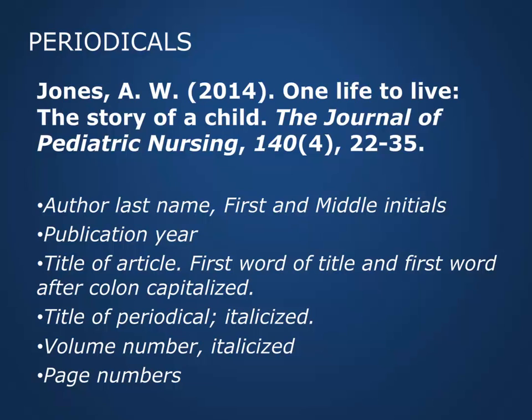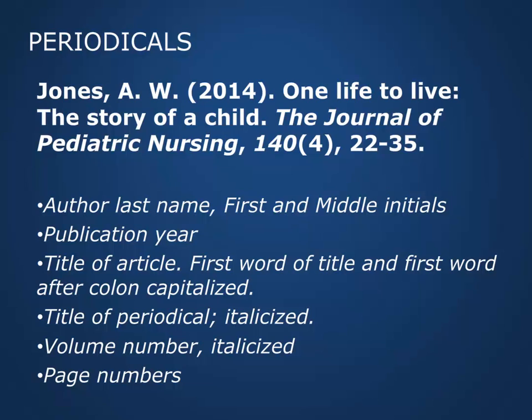The article title is written in sentence case. Only the first word of a title, the first word after the colon, and proper names and nouns are capitalized. This one doesn't have a proper name or a noun, so only the first word and the first word after the colon are capitalized. The title of the periodical or journal is in title case. All words are capitalized. The title of the periodical and the volume number are included, and they are also italicized.